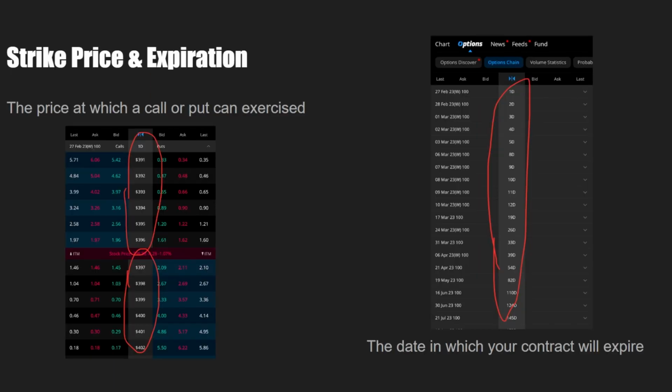So then you have the strike price, and the strike price is essentially a price at which a call or put can be exercised, and that's shown in this picture right here in the middle. And then you have the expiration date, and that's a date in which your contract will expire and become worthless. After your contract expires, there's no value to it, and you can't do anything with it. It'll just disappear. I'm going to be going more in depth on these and showing you guys how to look at these contracts and what everything means.